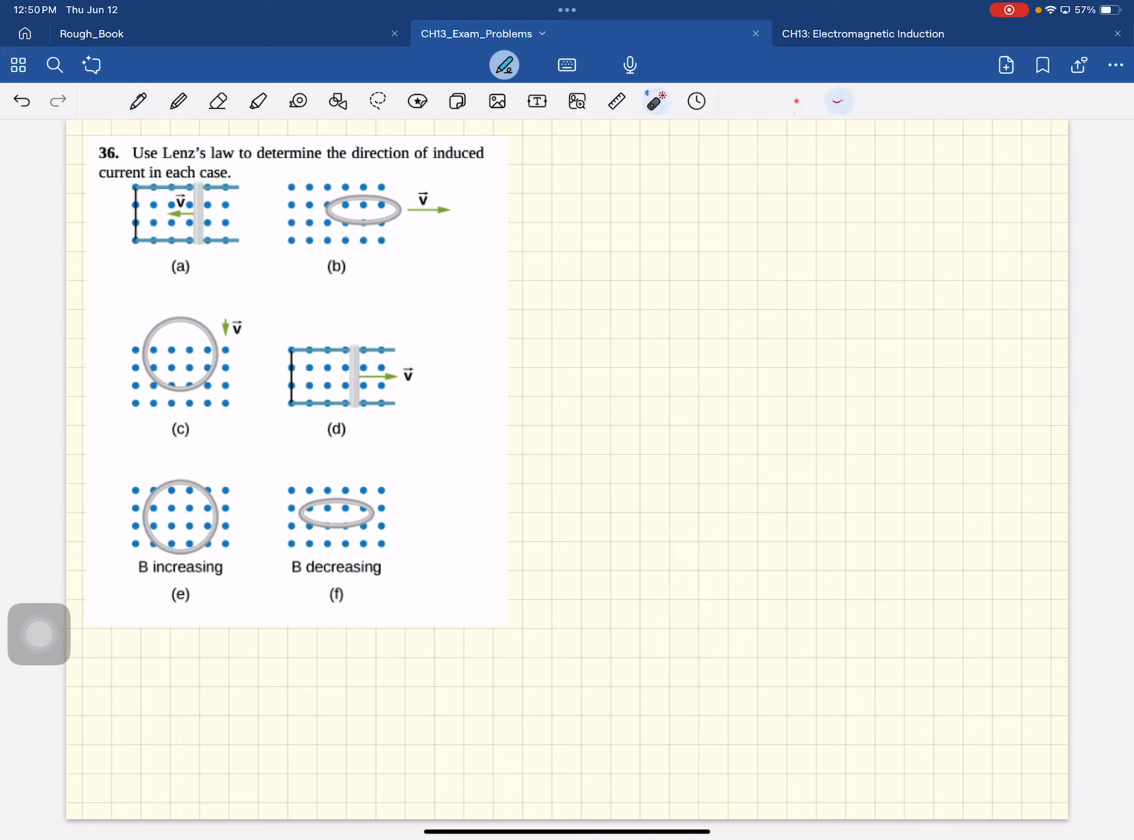So here you want to use Lenz's law to determine the induced current in each case. Okay. So here the magnetic field is coming out of the sheet, and if you move to the left, the magnetic flux coming out is decreasing. So you want to increase that. So you want to produce a magnetic field in this direction. So the induced current should be like that.